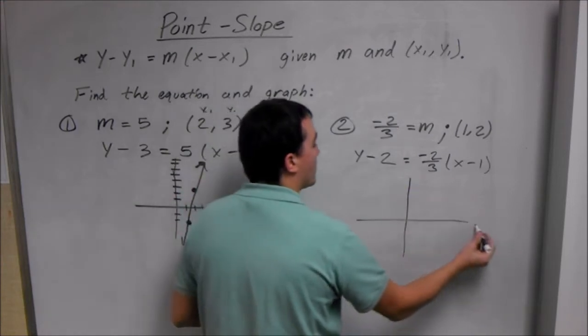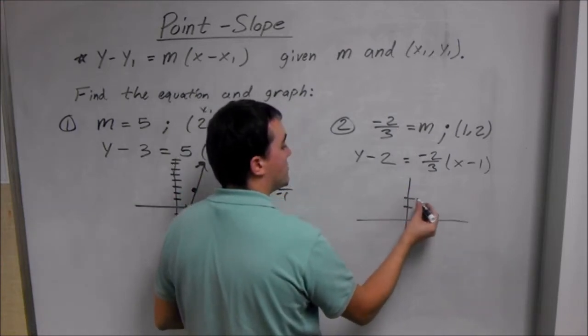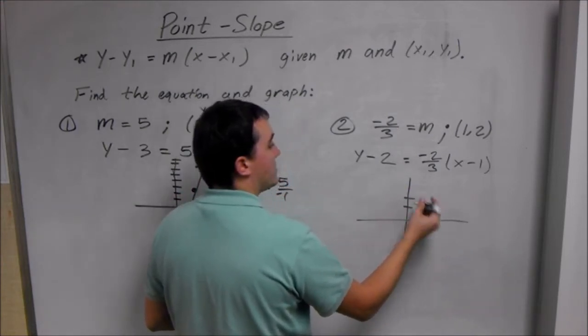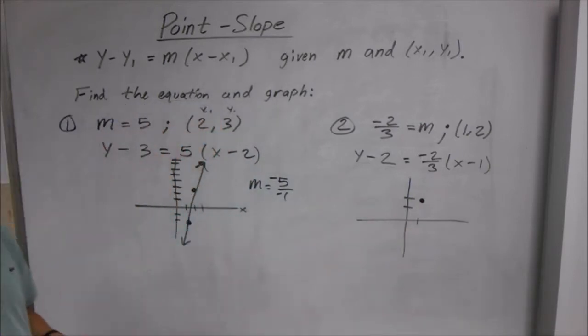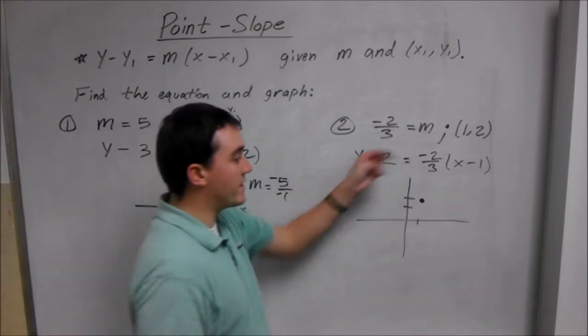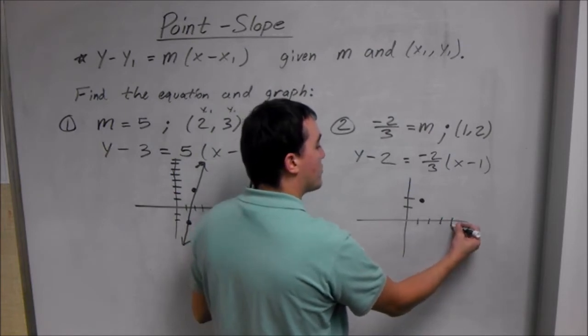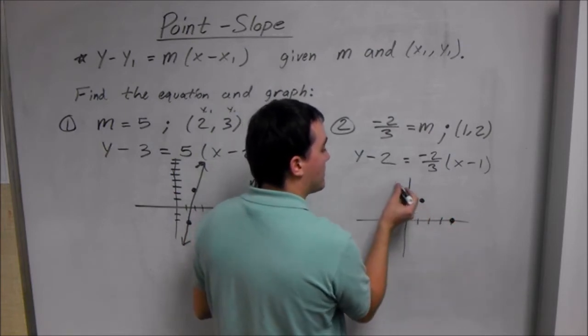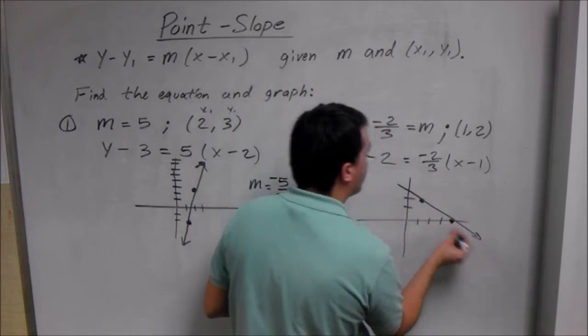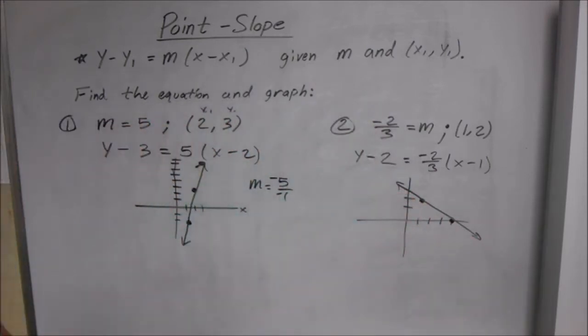We know our point is (1, 2), so over 1, up 2. And to use our slope, slope is rise over run, so we have rise negative 2, which means we go down 2 from the point, and then over 1, 2, 3. So the line's going to look something like this. You only need 2 points to graph a line, so that'll do it.